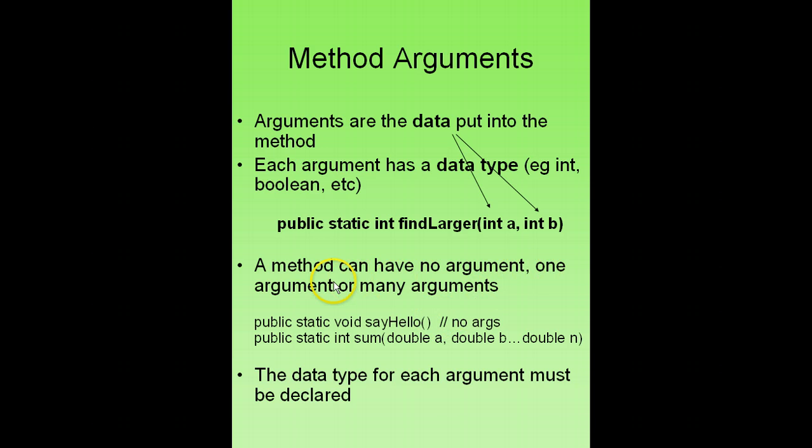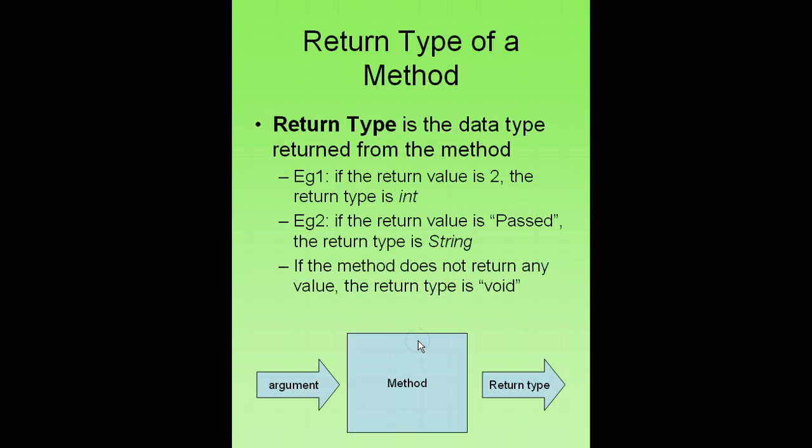Or it can have one argument, or it can have many arguments. For example, sum. The method takes the sum of many things. You can have many arguments over here, infinite. What's important is the data type for each argument must be declared. And each method has a return type. Return type is the data type returned from the method.